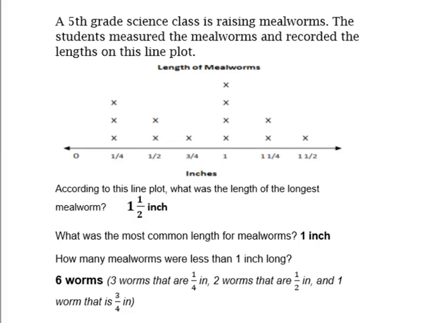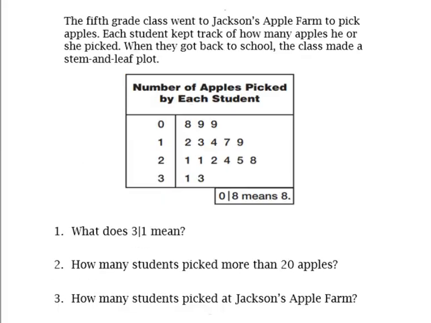Let's move to our next independent practice question. The 5th grade class went to Jackson's apple farm to pick apples. Each student kept track of how many apples he or she picked. When they got back to school, the class made a stem and leaf plot.